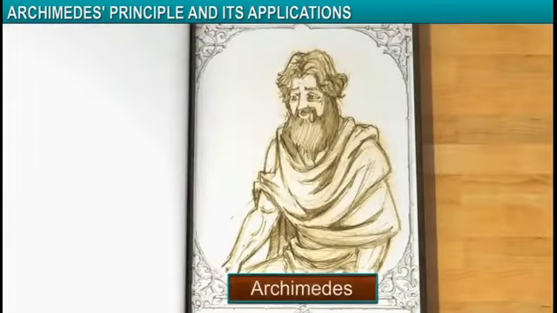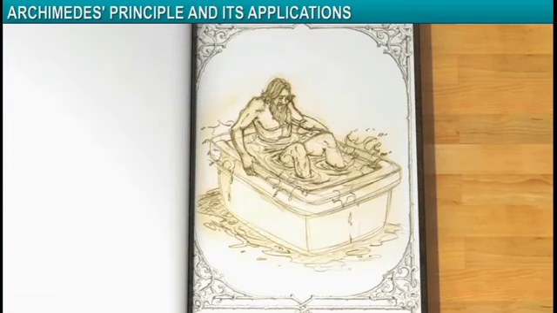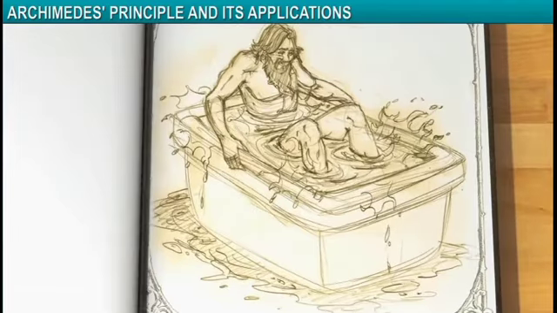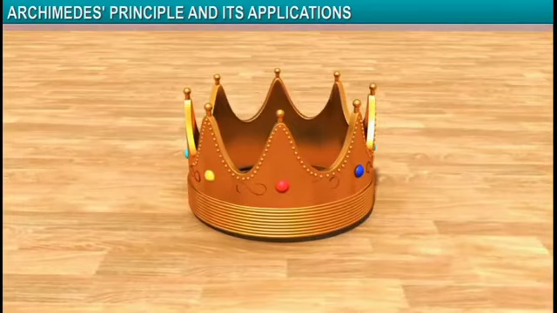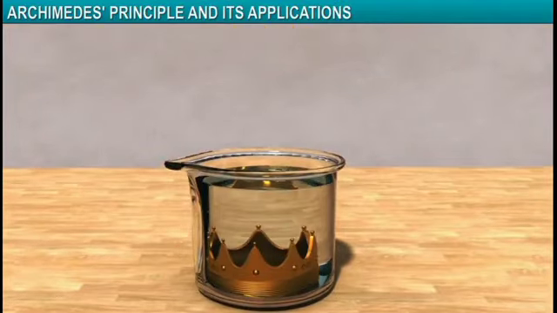To do this, Archimedes needed to find a method to determine the volume of an object with an irregular shape. While taking a bath, Archimedes noticed that the level of water in his bathtub rose as he got in. He realized that he could use this effect to determine the volume of the king's crown. The submerged crown would displace an amount of water equal to its own volume.